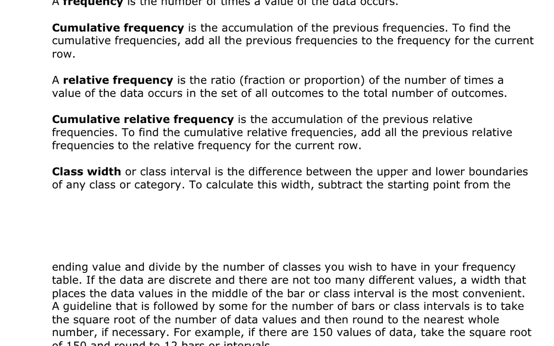So what it does is it says, okay, there's 150 data values. You're going to take the square root of 150. You're going to round, and that gives me 12 bars or 12 intervals or 12 classes.